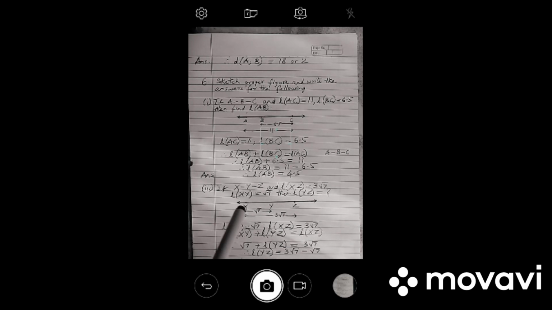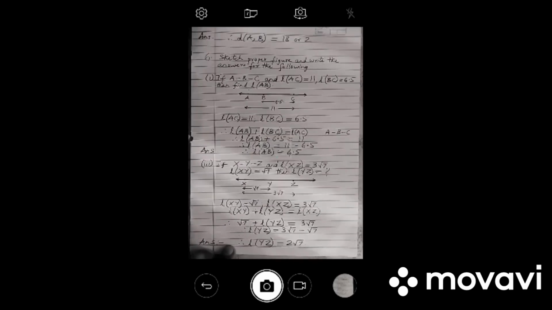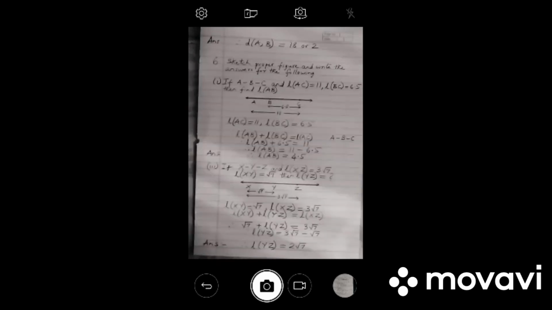So we'll write length of xy plus length of yz is equal to length of xz. That is equal to root 7 plus length of yz, which we have to find out, and that is equal to 3 root 7. Therefore length of yz is equal to 3 root 7 minus root 7. So length of yz is equal to 2 root 7, which is the final answer.